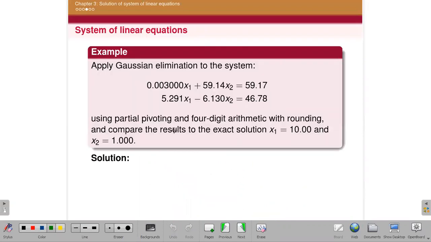So suppose we take the same example that we did with Gauss elimination without partial pivoting. Now we are using partial pivoting here, and we are also using 4-digit rounding arithmetic. Then we will compare this answer with the earlier answer. So let us write the augmented matrix first.